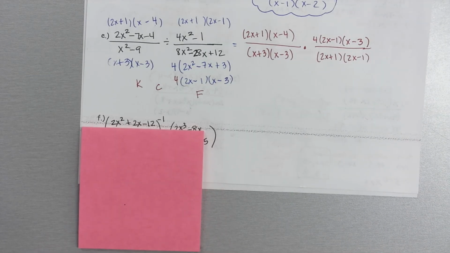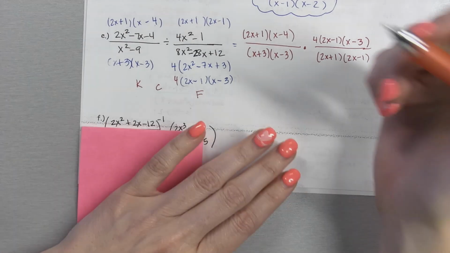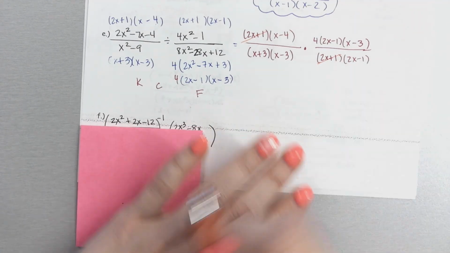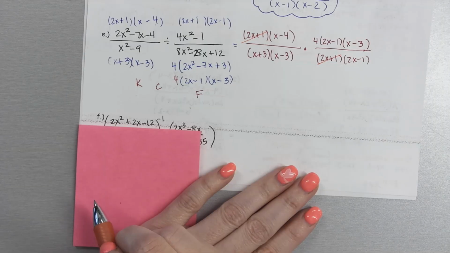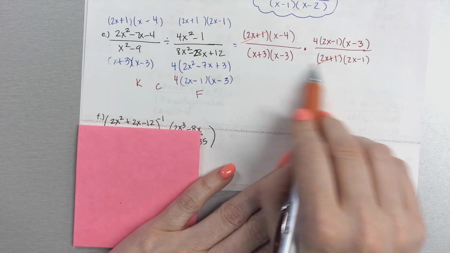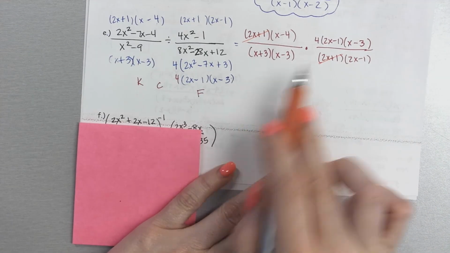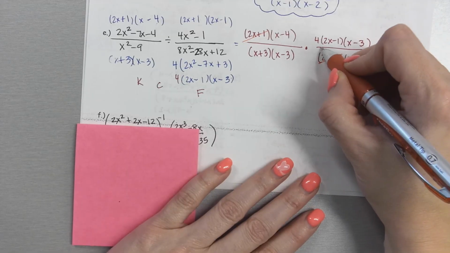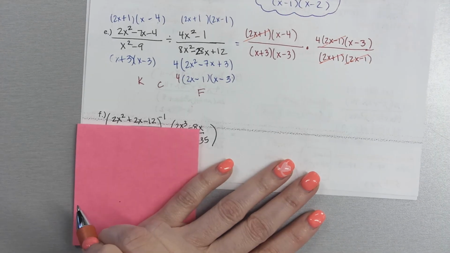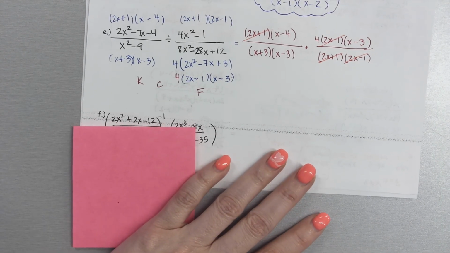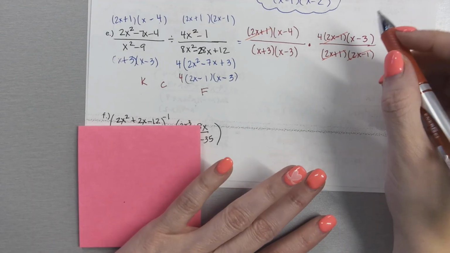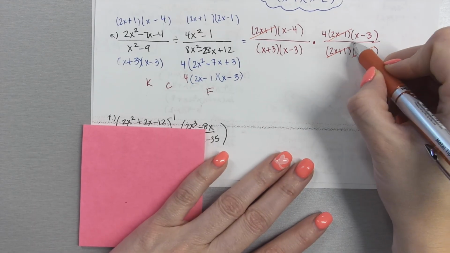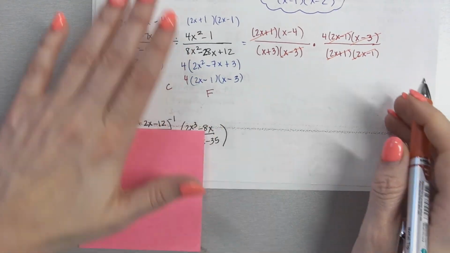And now we can do the cancellation. Okay, so when you cancel, you're going to have 2x plus 1, 2x plus 1. X minus 4 has nothing to cancel. 4, no numbers to simplify. 2x minus 1. So as long as it's 1 on the top and 1 on the bottom, you can divide. Okay, if they're both on the top, you can't cancel.